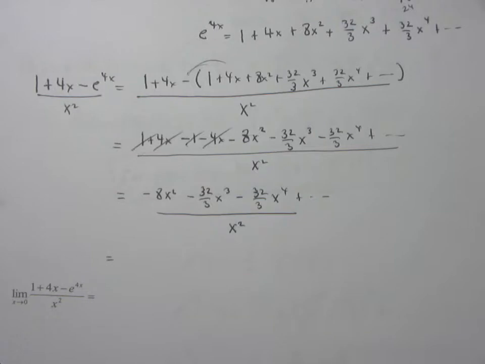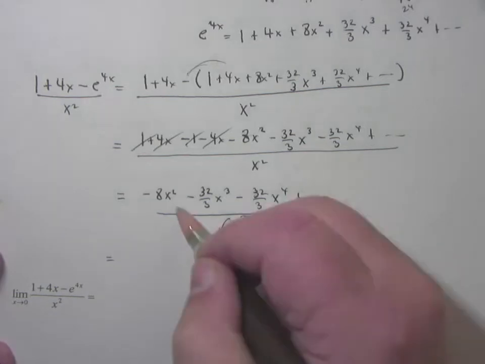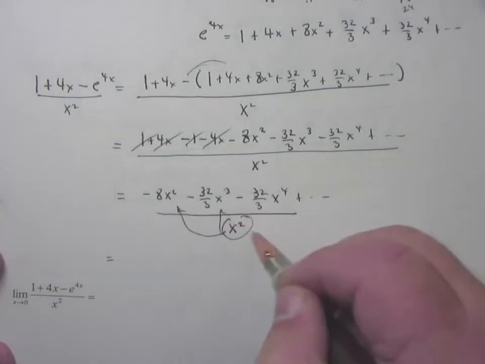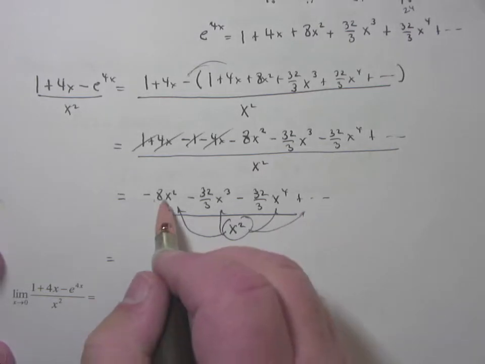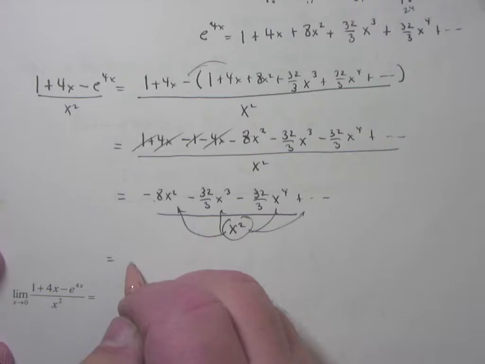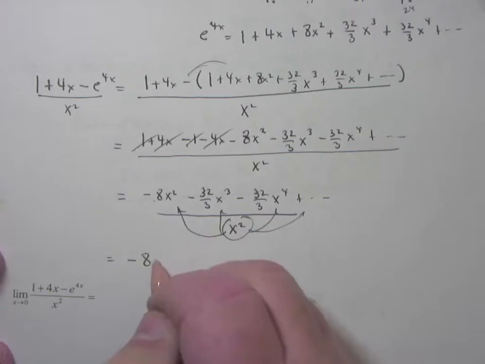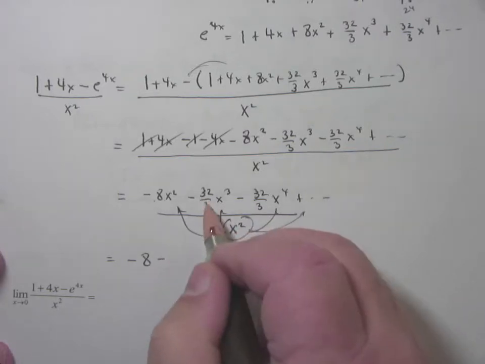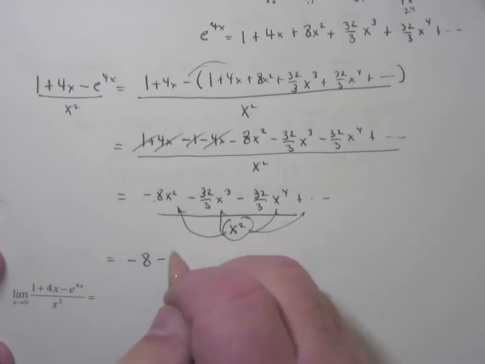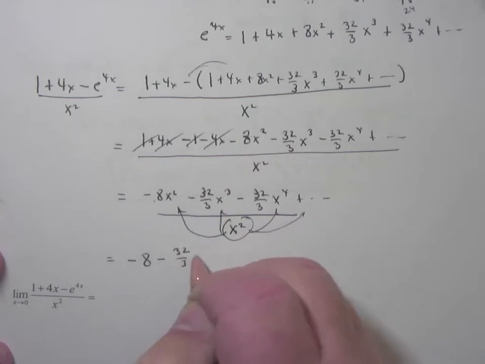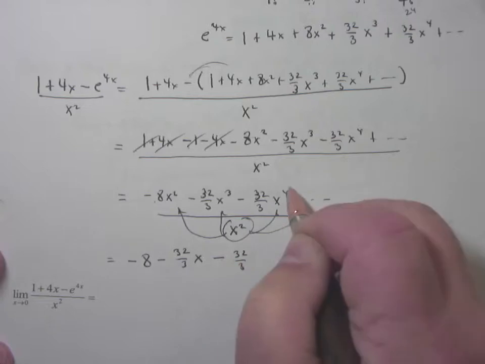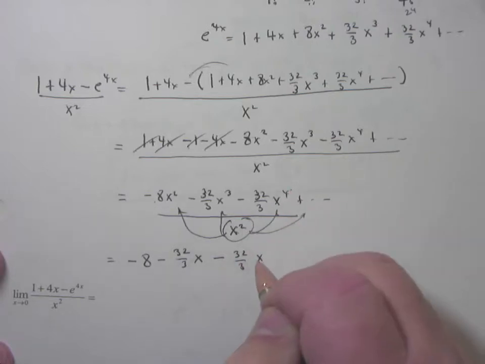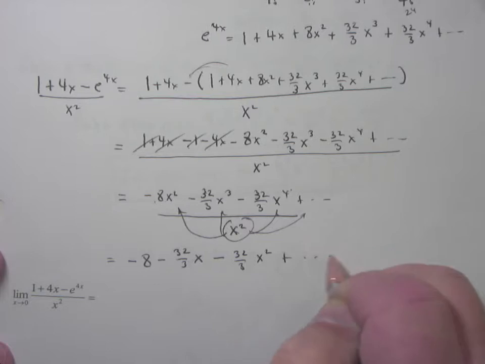We're going to clean this up. When you divide by a single term, you take that single term and put it under each term in the numerator all the way down the line. What is negative 8x squared divided by x squared? Negative 8. Minus, what is 32 thirds x cubed divided by x squared? That's minus 32 thirds x. Minus 32 thirds x to the fourth divided by x squared is x squared, plus dot dot dot.